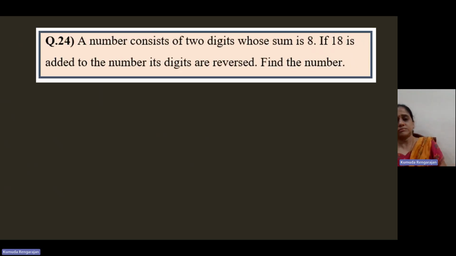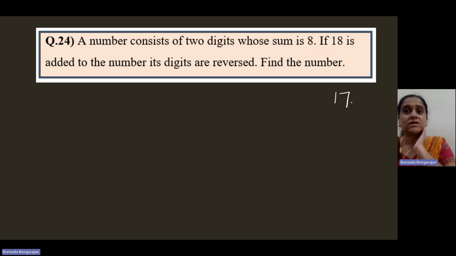Yeah. A number consists of two digits. Don't write anything. We'll just discuss a set of at least about 5 to 6 sums, and then you can work everything at a stretch. We'll first discuss, and then you can write. A number consists of two digits. A number has two digits. It's a two-digit number. Whose sum is 8.